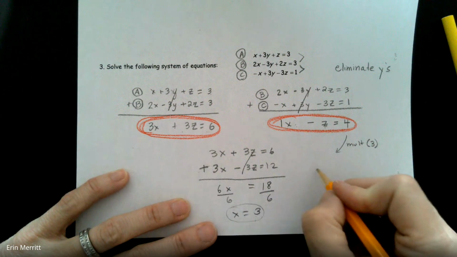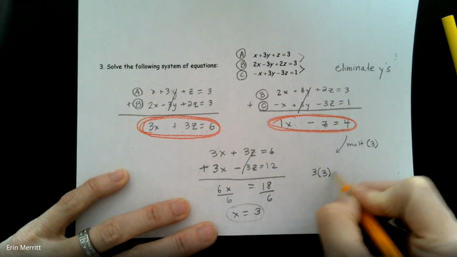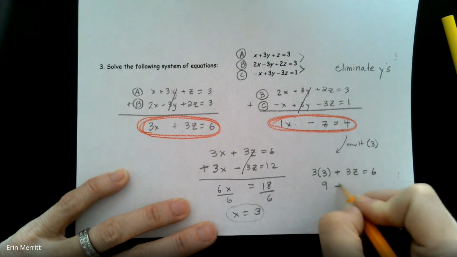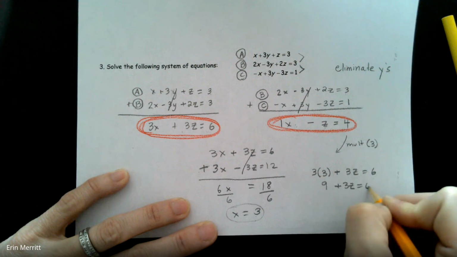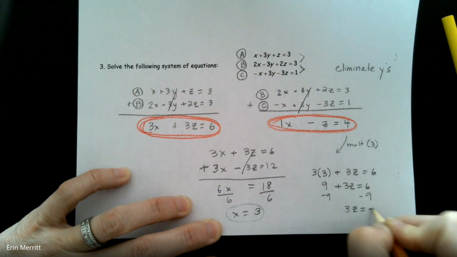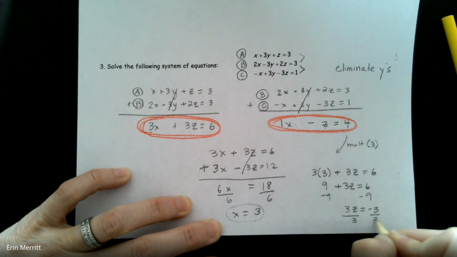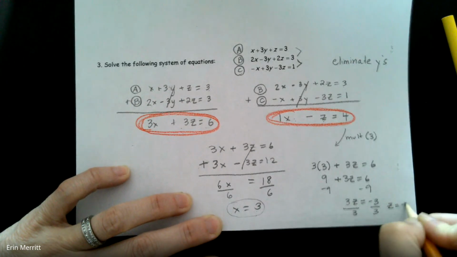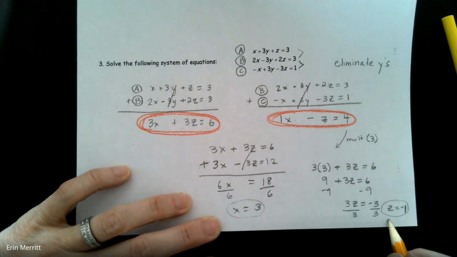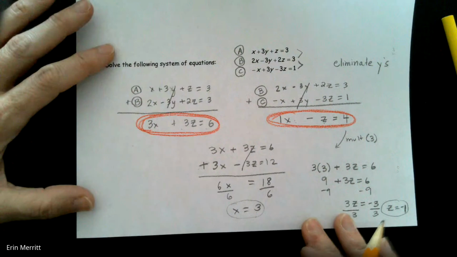So let's say if I plug into that first equation, 3 times 3 plus 3z equals 6. So 9 plus 3z equals 6. Subtract that 9 on over. Divide. So there's my z value. It's another nice one.